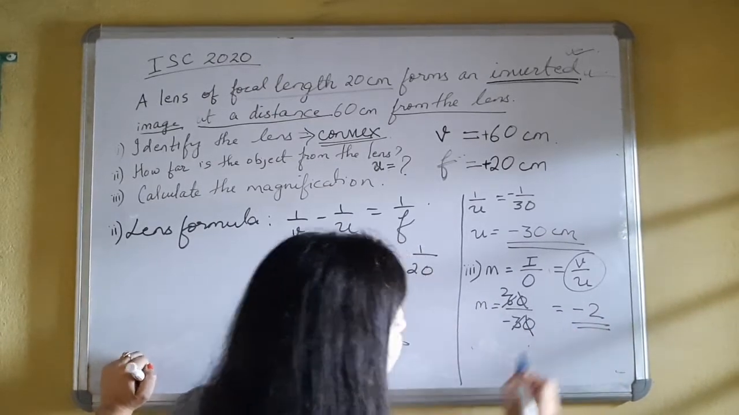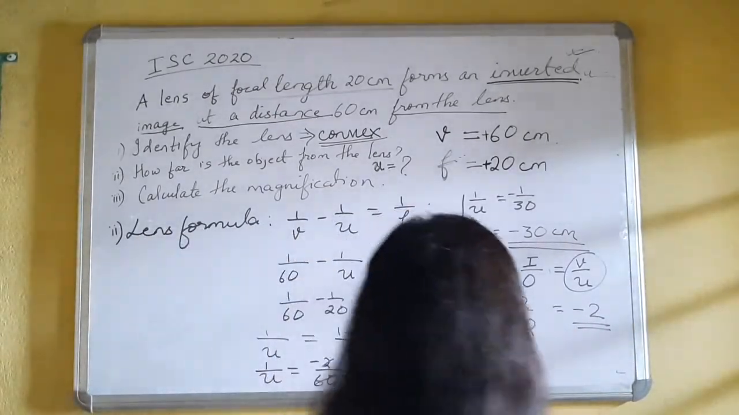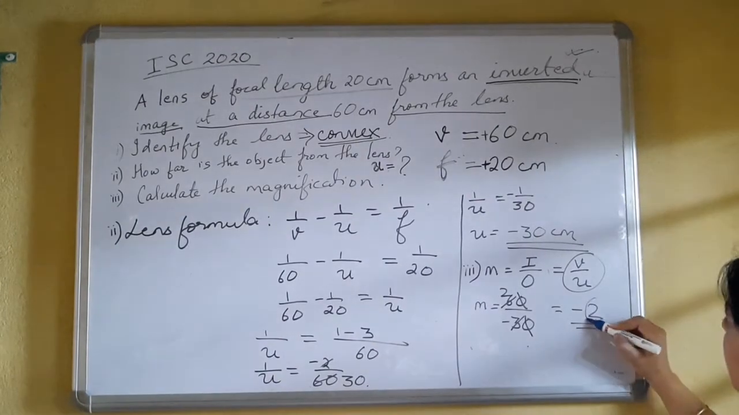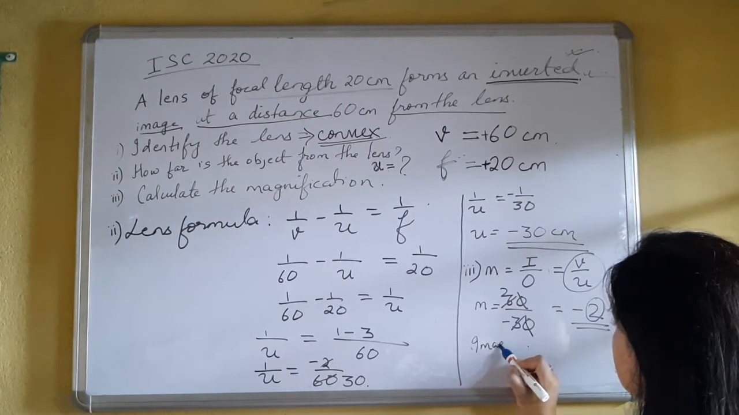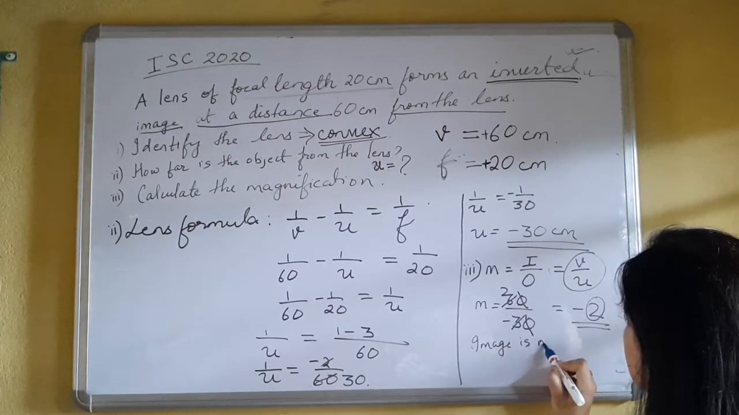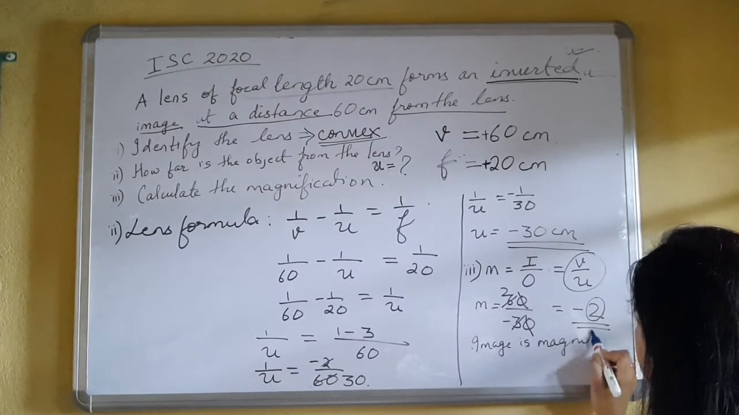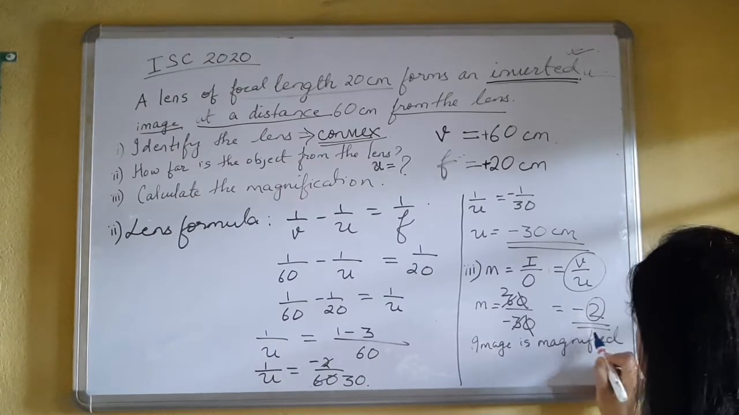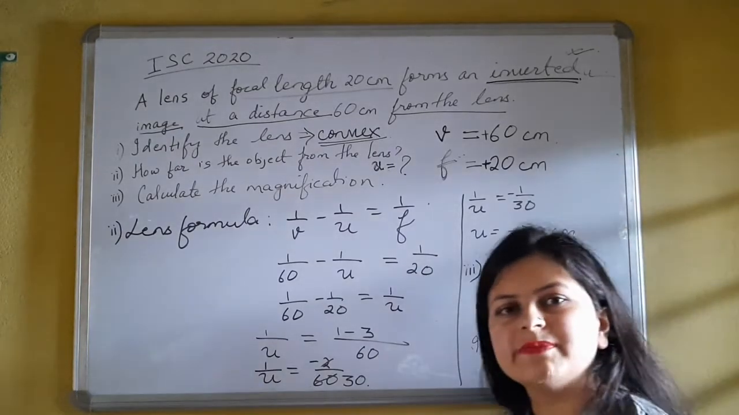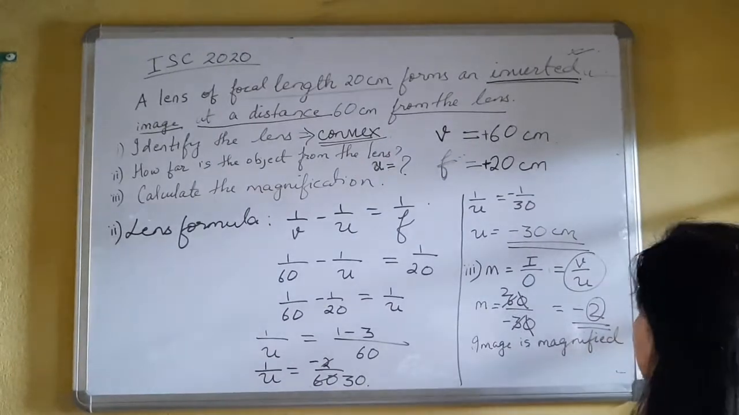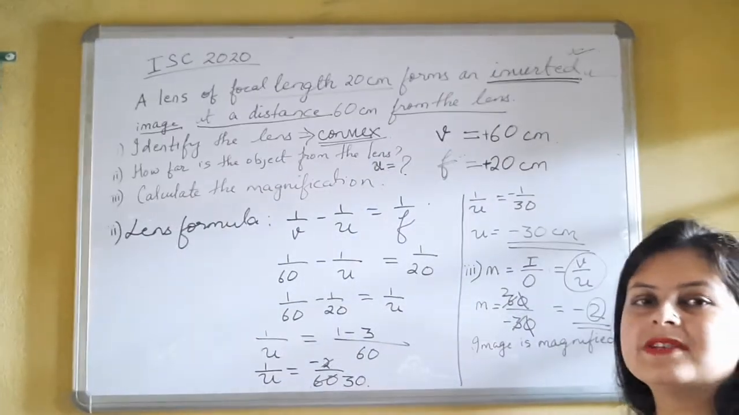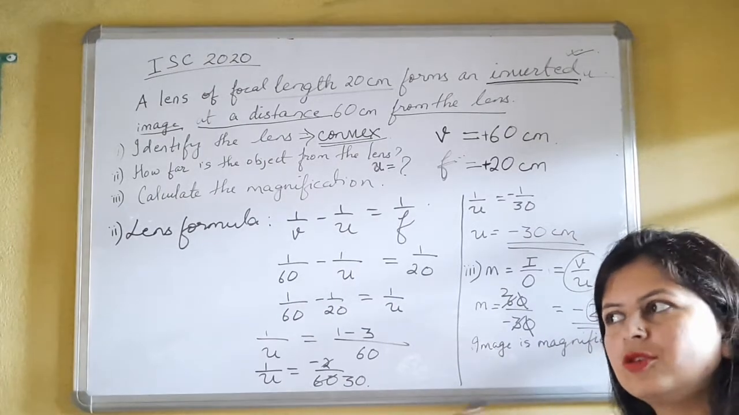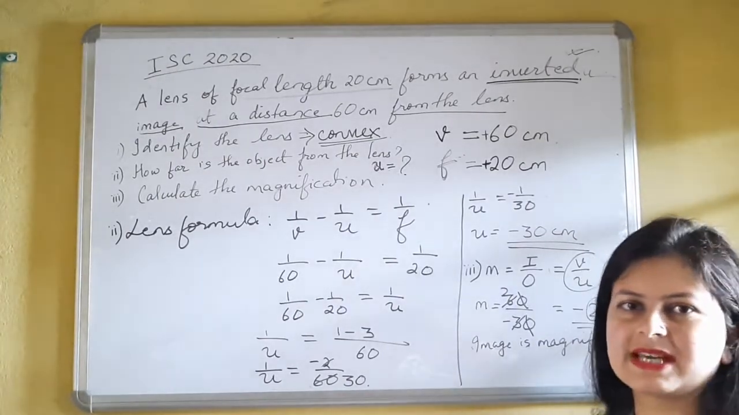Now what does this minus 2 mean? Minus 2 means, look at the number, it is greater than 1. That means the image is magnified. If you get a number greater than 1 for the magnification, it means that the image has been magnified. But if you get a number less than 1, that means the image has been diminished. If you get a value equal to 1, that means object and image are of the same size, okay?